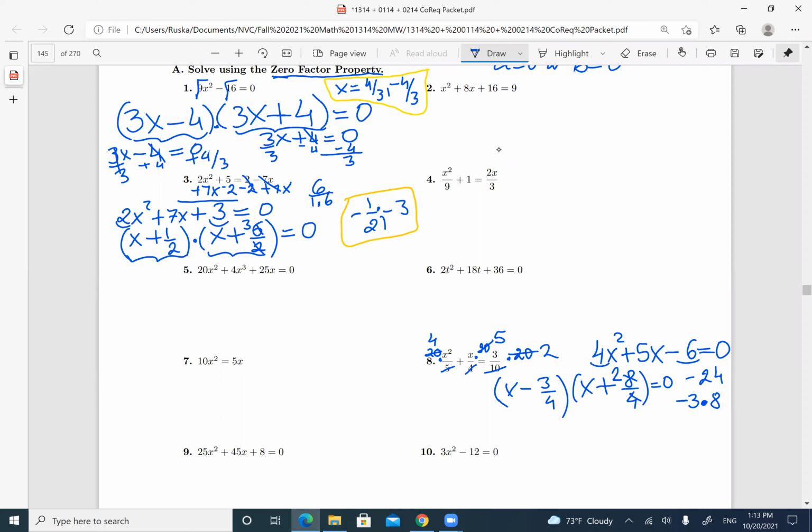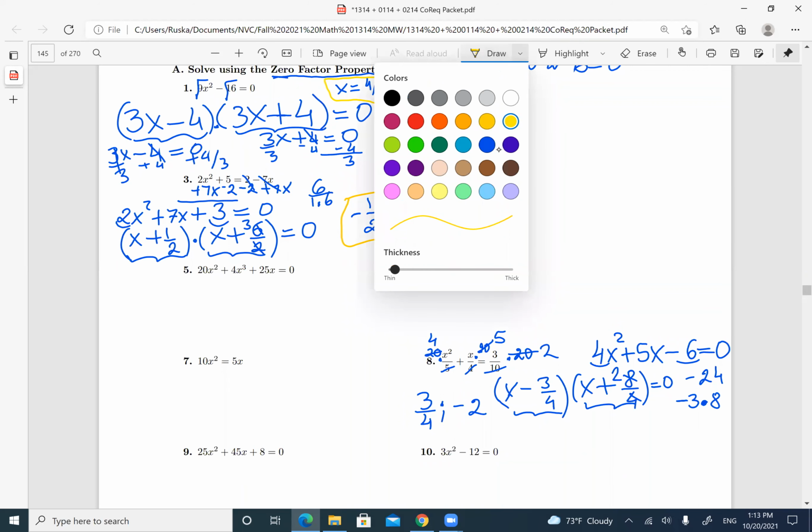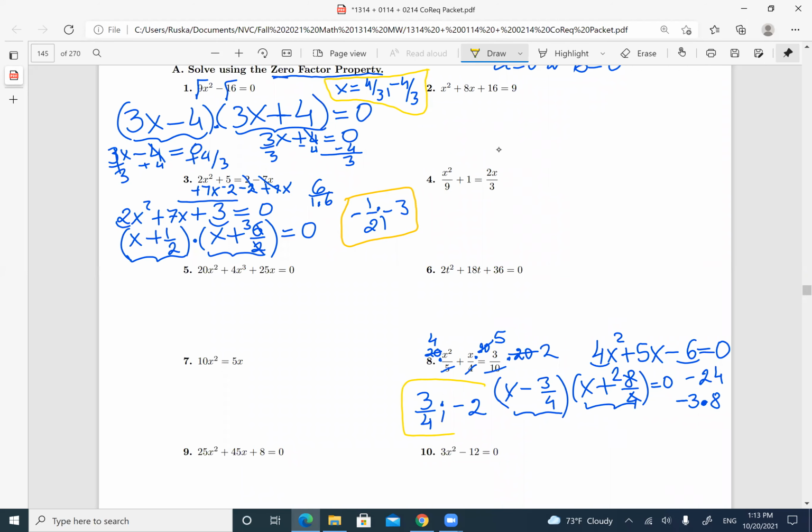And then when you solve, again, you're going to take the opposite. You solve this equals 0 and this equals 0. So we're going to get positive 3 over 4 and negative 2. Got it? Everybody understand that? Any questions here?